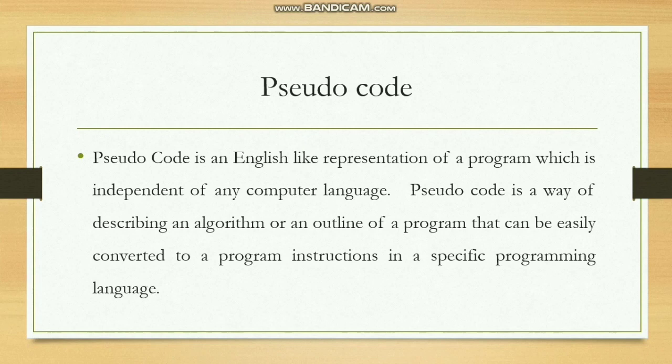If you have good logic, the pseudocode will be written in such a manner that after seeing it, an expert who has knowledge of the computer language will be able to write the program. So, what is pseudocode? Pseudocode is an English-like representation of a program which is independent of any computer language. It is a way of describing an algorithm or an outline of a program that can be easily converted to a program instruction in a specific programming language.